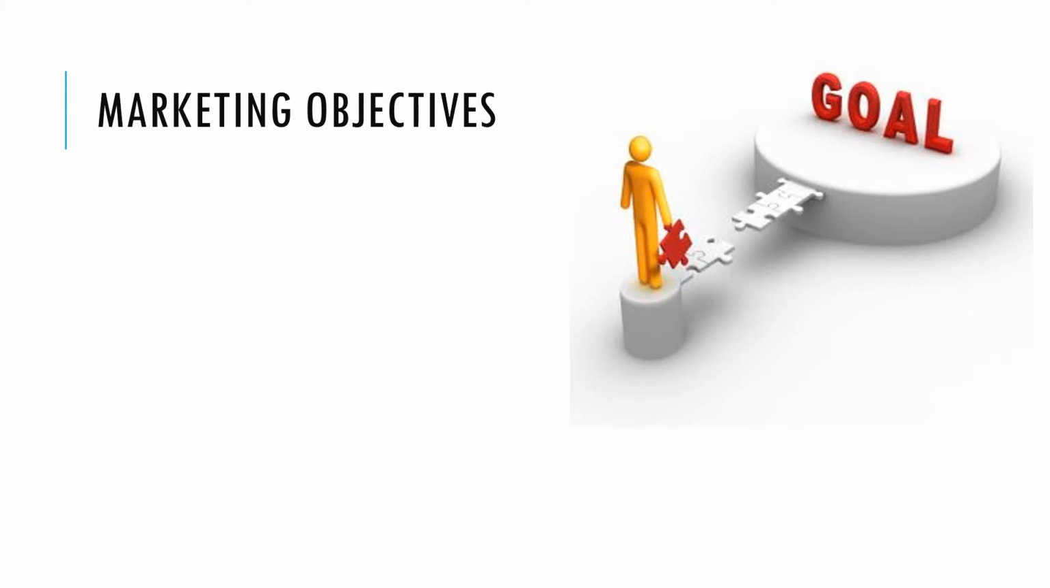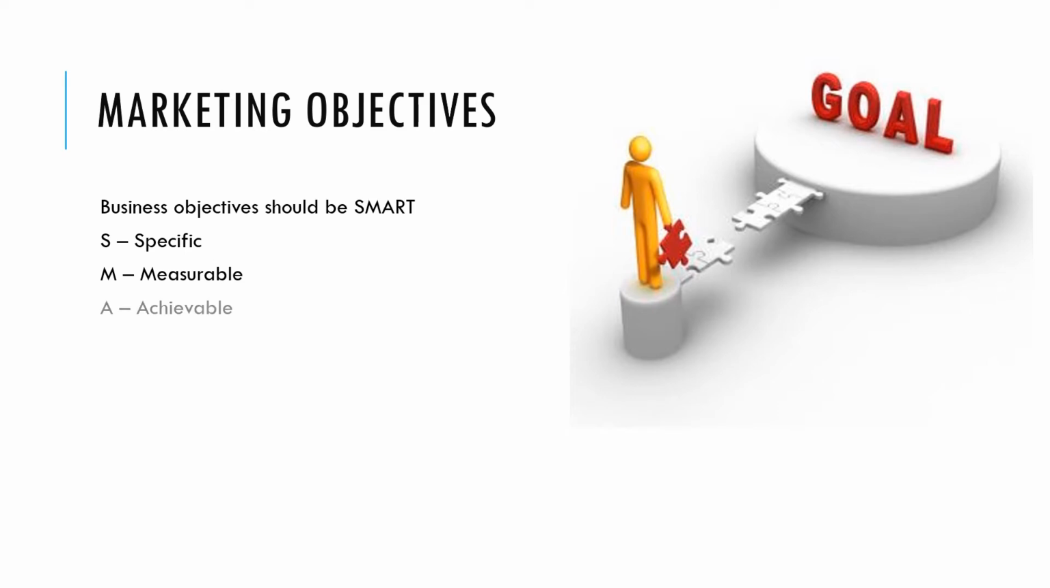Now, the marketing department within a business will set itself objectives. And first of all, these objectives will be SMART. And what do we mean by that? Well, the S stands for specific, the M for measurable, the A for achievable, the R for realistic, and the T for time bound. So these should be clear objectives that are specific to the marketing department. They can measure when they've achieved them. They should be achievable, realistic, and also have a time frame.